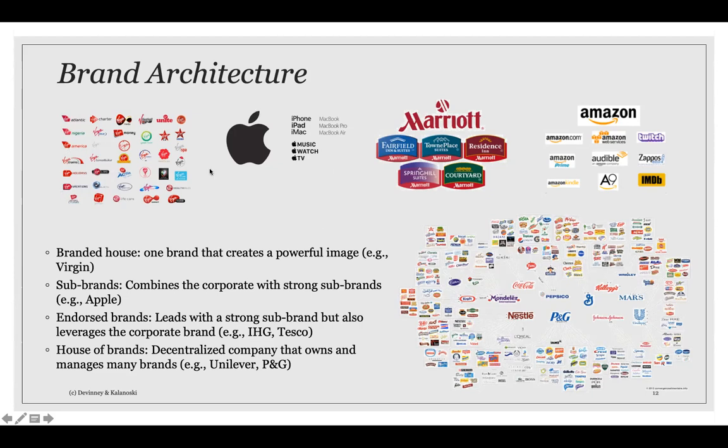You have a sub-brand model, which is narrower than this one here because these are all related types of things. You have endorsed brands, where you can see this in the Marriott case. There's a set of brands, but it's endorsed by the Marriott brand. And then you have house of brands, which are these types of structures, which you see particularly in fast-moving consumer goods.